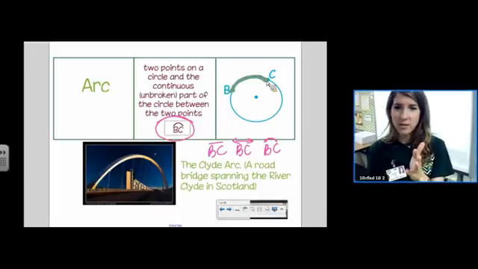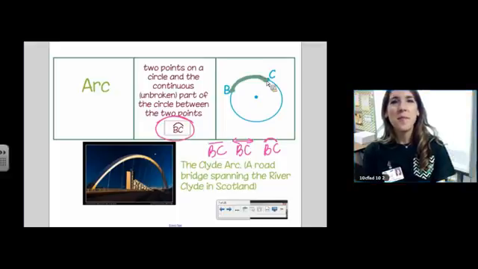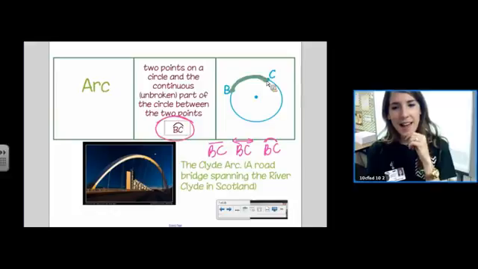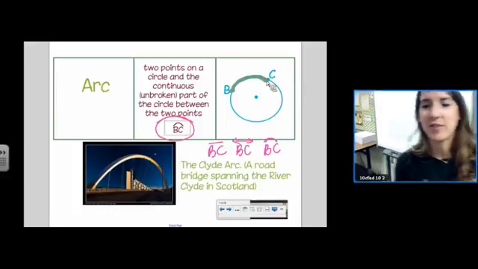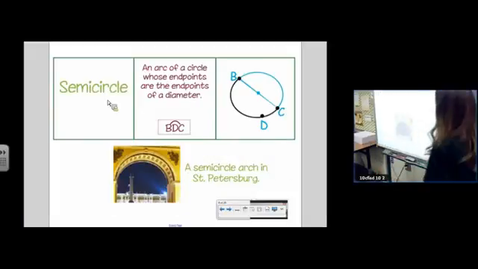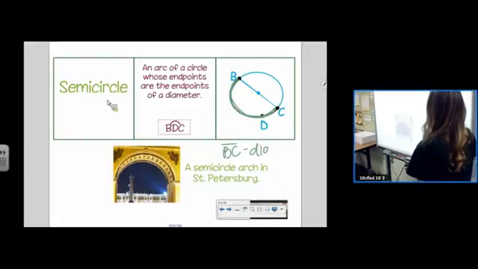Right in the middle. So acute is less than half. Minor is less than half. Major is more than half. What would be exactly half? You got it, a semicircle. Let's go over these one at a time. Semicircle. An arc of a circle whose endpoints are the endpoints of a diameter. So if I put BC like this, that is the diameter.